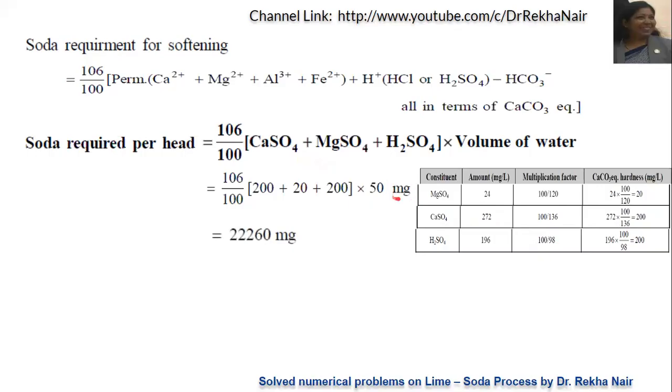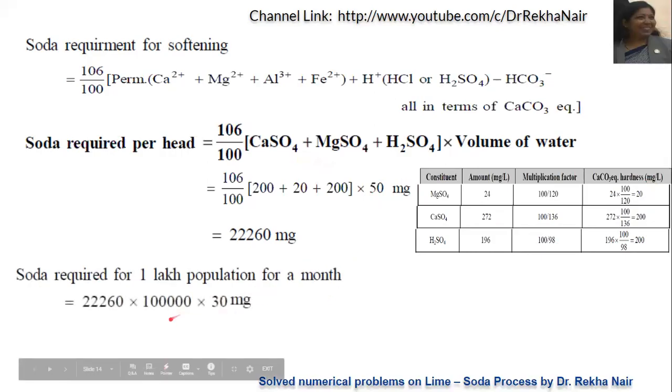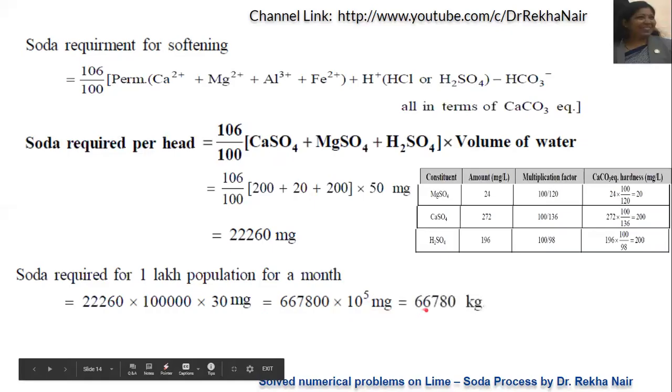The answer will be in terms of milligram. And for 1 lakh population for the month of April, we can multiply it with 1 lakh multiplied by 30, and it will come out to be this much milligram. Or in terms of kg, it is 66780 kg. We need to calculate the cost of soda. Per kg, the cost is 8 rupees. So we can multiply the amount multiplied by 8. That will come out to be 534240 rupees per kg.